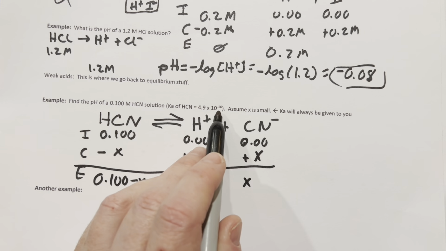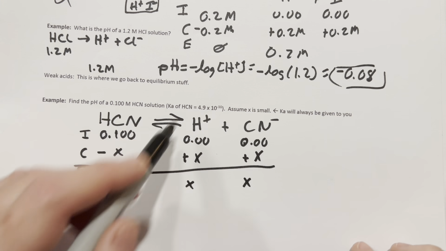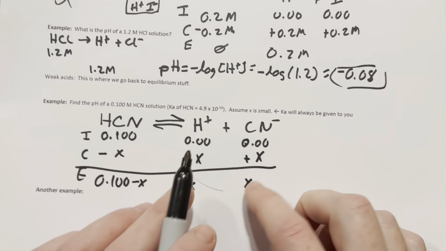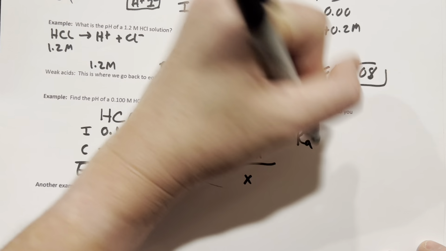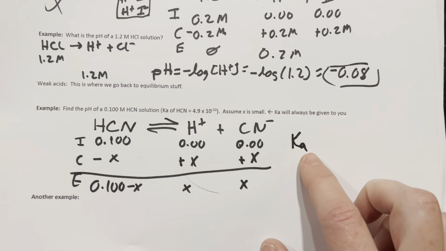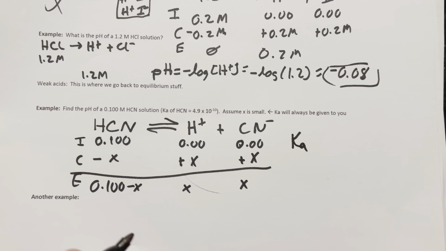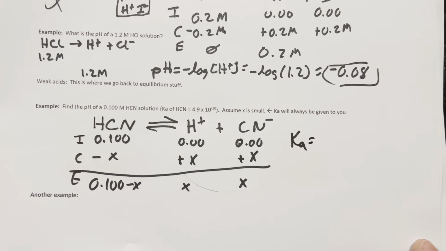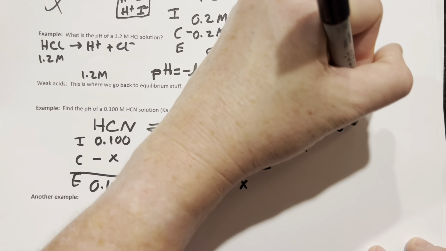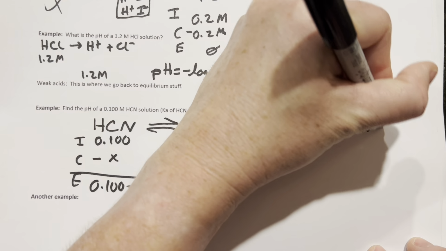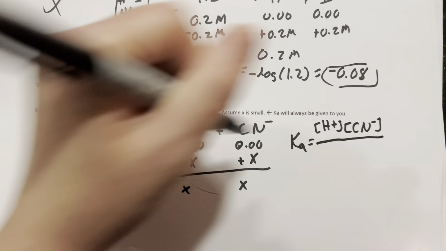This is a very small Ka. What that tells us is very little of this is made. We don't get a ton of products. So when we go to plug this stuff into our Ka, again, it's the same as a K. We're just putting an a there to represent that it's an acid. We're going to have H+ times CN- all over HCN.